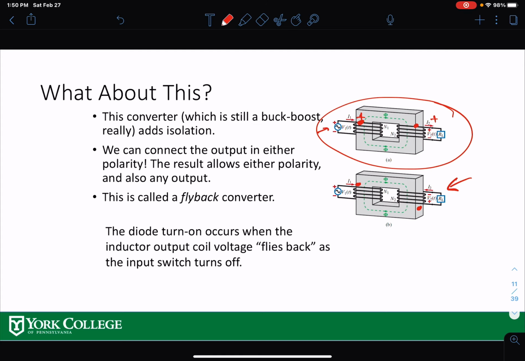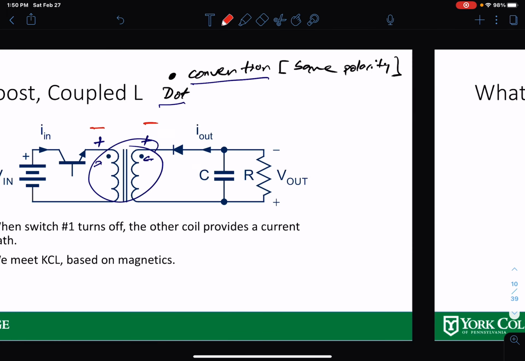So what is flyback? Flyback means that when your secondary winding, the diode, if we go back here, there's a diode here, right?